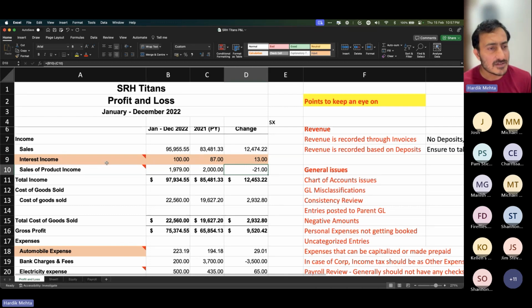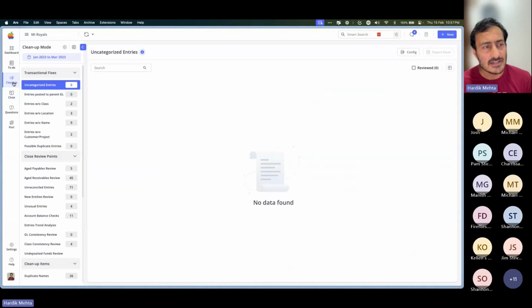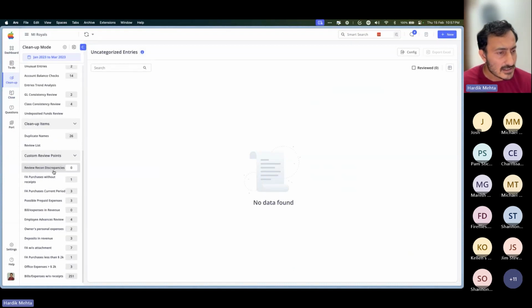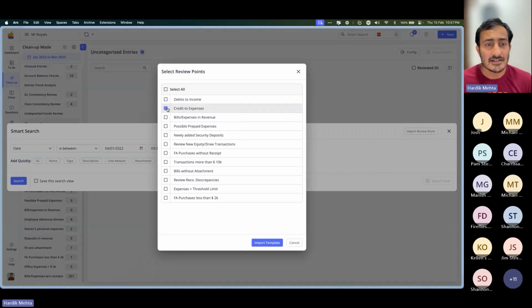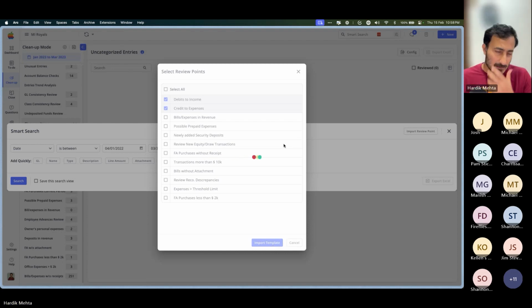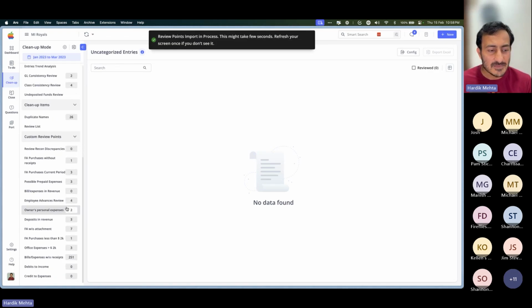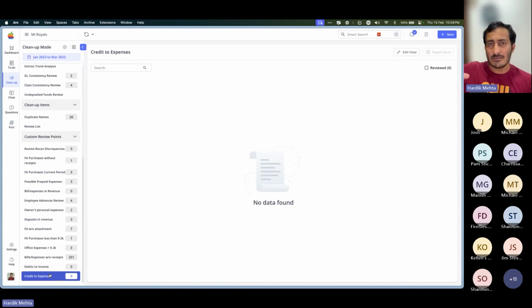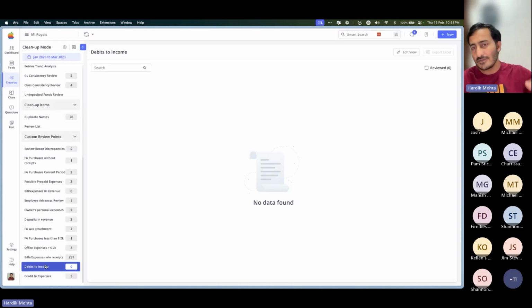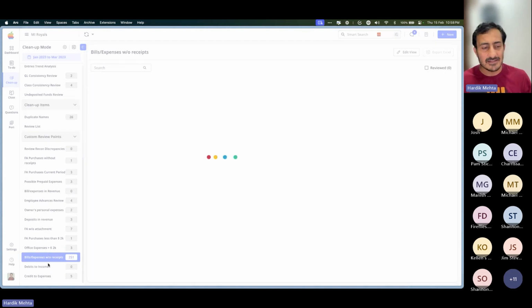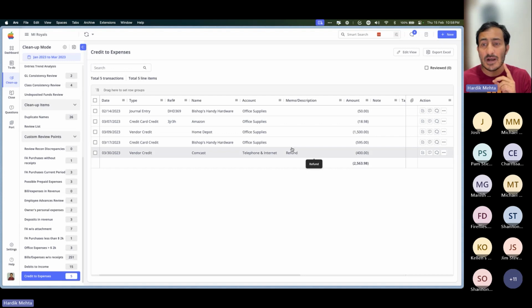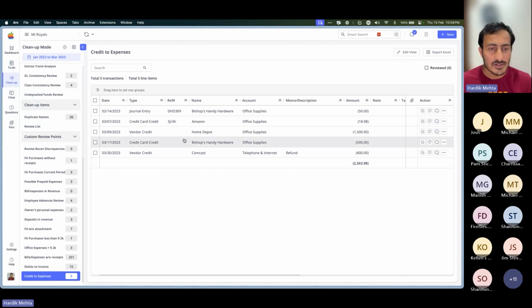In fact, one thing, let me just show you. We have actually recently introduced this new review point. I don't know if I have it here, but let me just import it. So we actually introduced a new review point. If I import it, it says credit to expenses and debits to income, right? So what it does is that anytime there are any transactions on my expenses which cause negative numbers, that would tell me. And similarly, if something is debiting on the revenue side, that would also highlight it. So it's very easy for me to find out why it's negative, for what transactions make it negative. This is the easiest way to look at that.